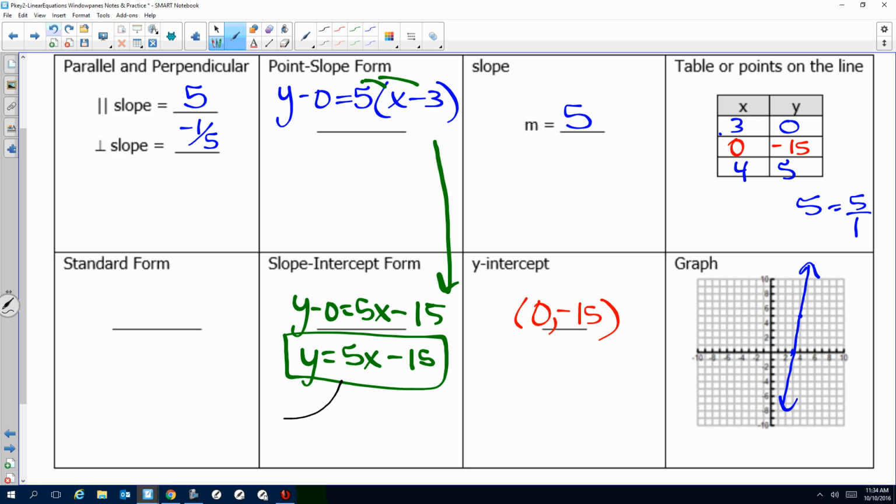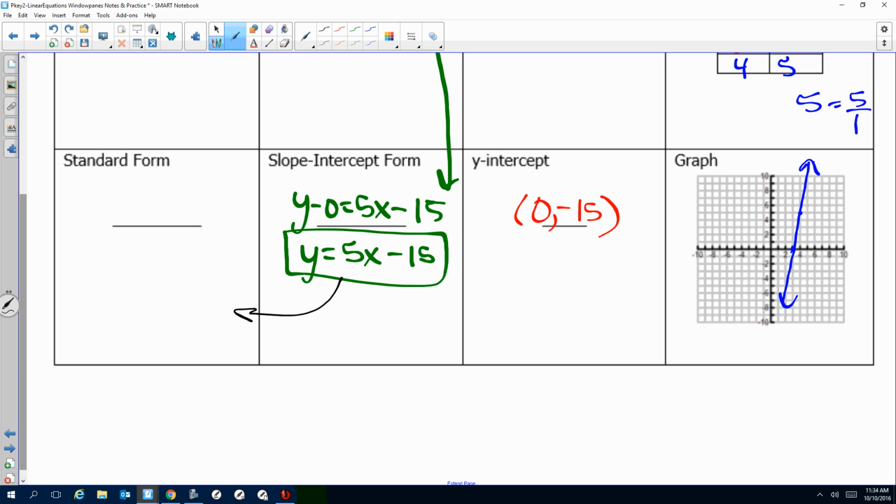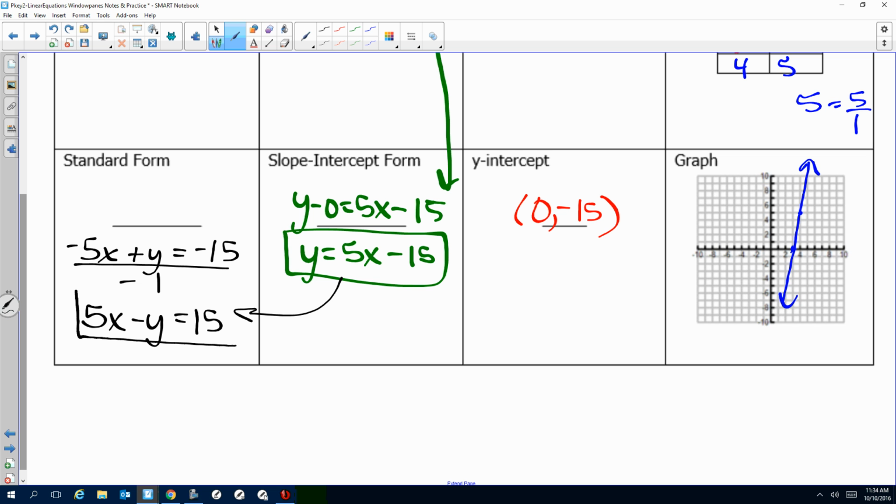What am I going to have to do to go from slope-intercept form to standard form? Not yet. Move the 5x over first. So negative 5x plus y equals negative 15. Because we didn't have fractions on this one, so we just get the x and y to the left. Divide everything by negative 1. My answer is 5x minus y equals positive 15. Multiplying or dividing it by negative 1 is the same thing. Okay?